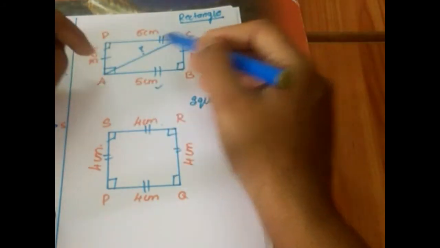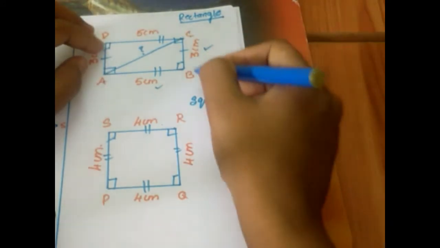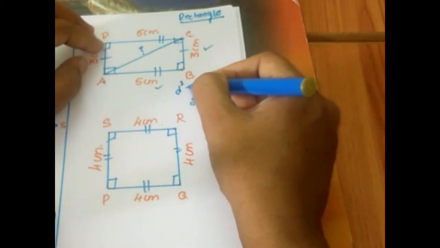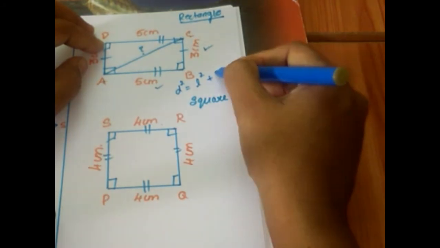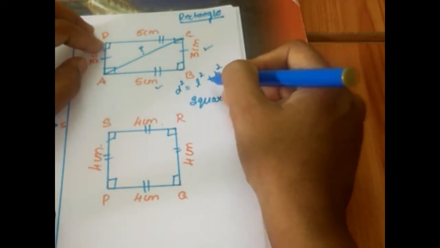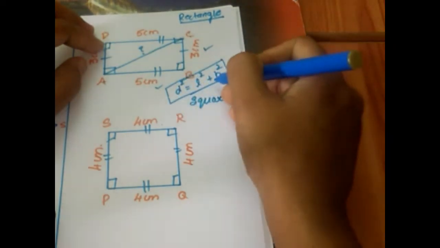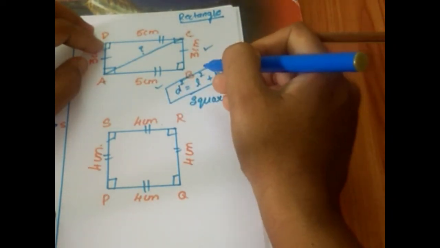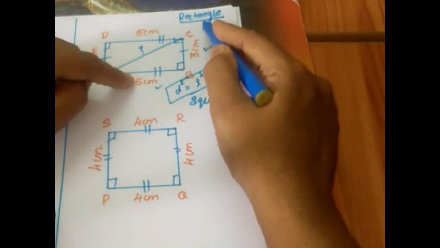AC square is equal to AB square plus BC square. So the square of the length of the diagonal is equal to the sum of squares of length and breadth. So L square plus B square is equal to D square. This is the formula which we are going to use when we have to calculate the measure of diagonal in a rectangle.